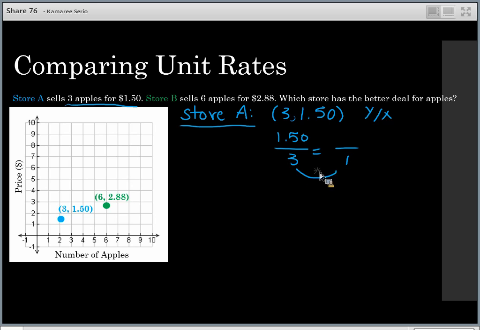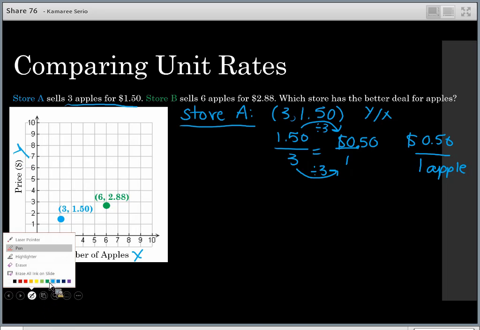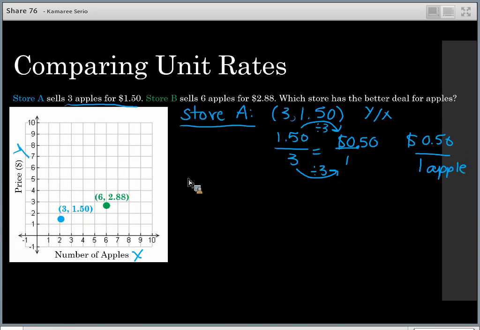This is equal to 1, right? I need to divide this by 3, divide my top by 3. So I have 1.5 divided by 3, which gives me 0.5. Okay, so this one is 50 cents for every one apple, right? Because my x is in apples and my y is price. Okay. So now let's do store B.